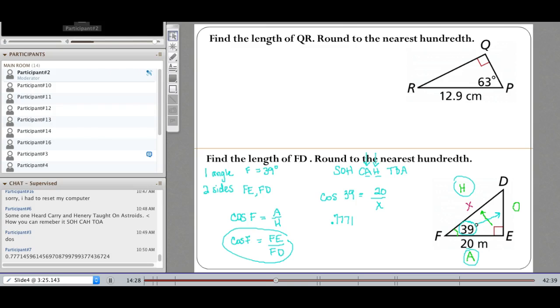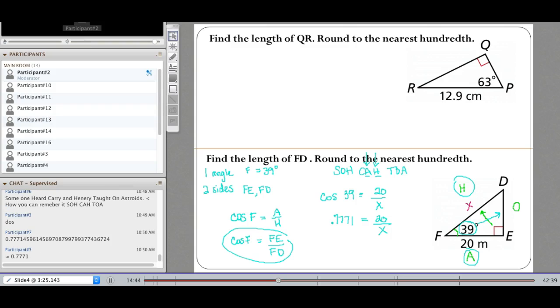Oh, nice. If you use your computer, then you can just copy and paste it into the chat. You can get really accurate. And then you have 20 over x. Okay, algebra skills. How do we solve for x here? Yes, Ben. It's definitely okay to round. My caution would be don't round this to 0.8, for example. That's too much. Keep 4 decimals there.